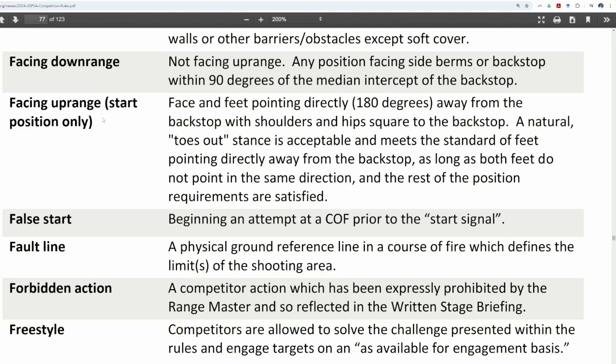Okay, so that's very specific. Your entire body has to be facing directly uprange to qualify as facing uprange. So in Ben Steger's video, that shooter was not facing uprange and he was stationary, so he wasn't moving uprange. So 10.5.16 does not apply.